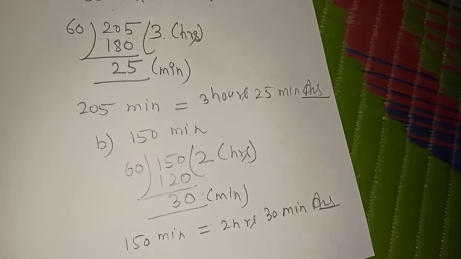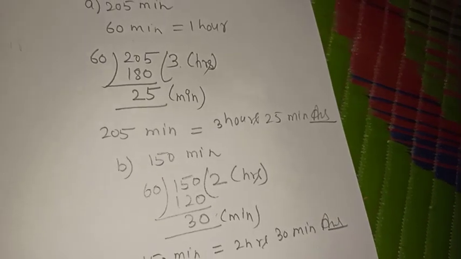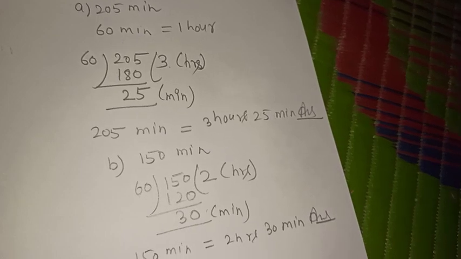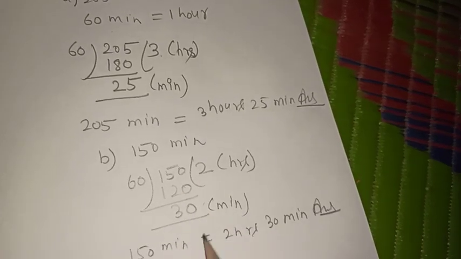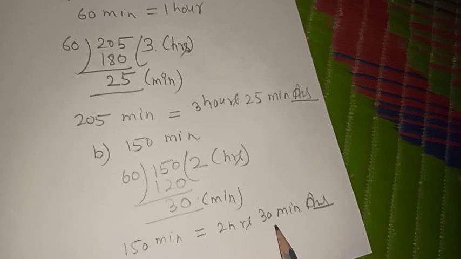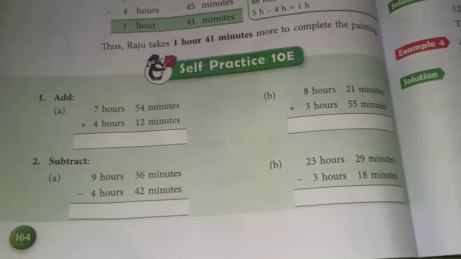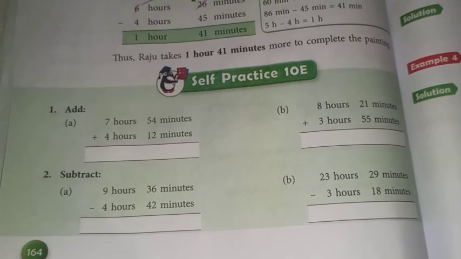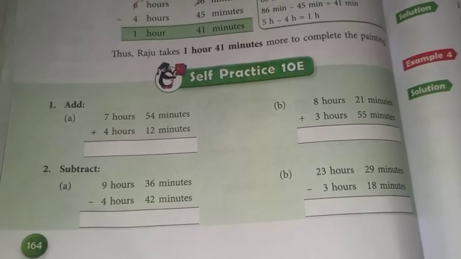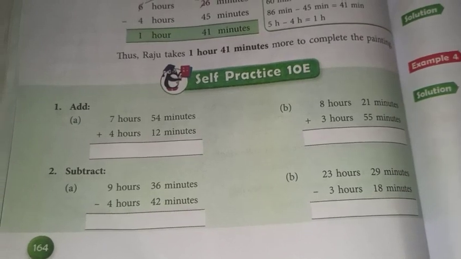Now C and D parts you will do on your own. I hope the concept is clear. You have to do division here only. The quotient will be your hours and the remainder will be your minutes, and you will write the answer in this way. Now we are going to start our exercise 10E. This exercise is to be done in your notebook. Take out your notebook and let's get started.